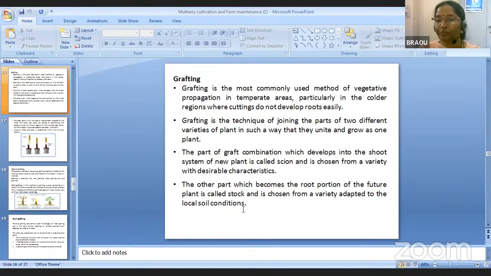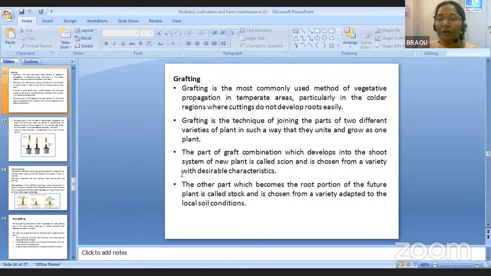Coming to the next one, we'll be talking about grafting. So you can also propagate the plants through grafting. We must have heard in our earlier education what grafting is, and those who are into gardening will definitely know what grafting is. So what is it? Mostly used method of vegetative propagation in temperate areas, particularly in the colder regions. Why? Because they already want a well-developed plant, so just grafting would be better for the growth of the plant in a faster way.